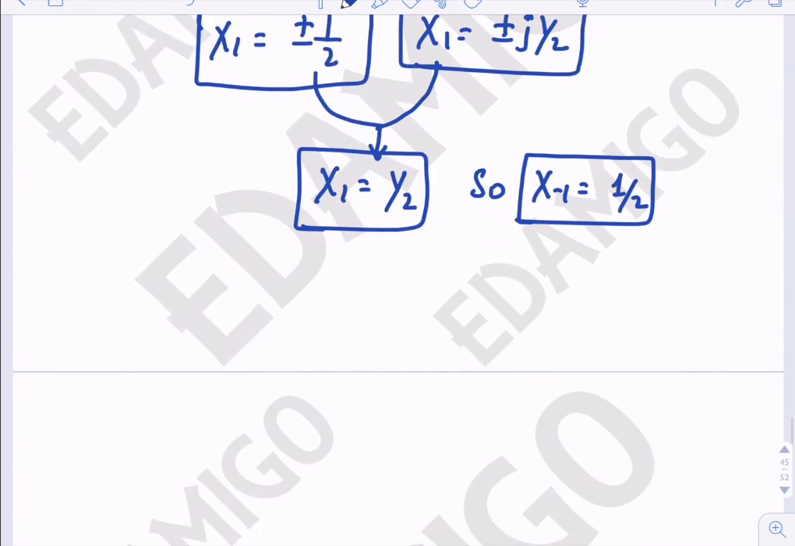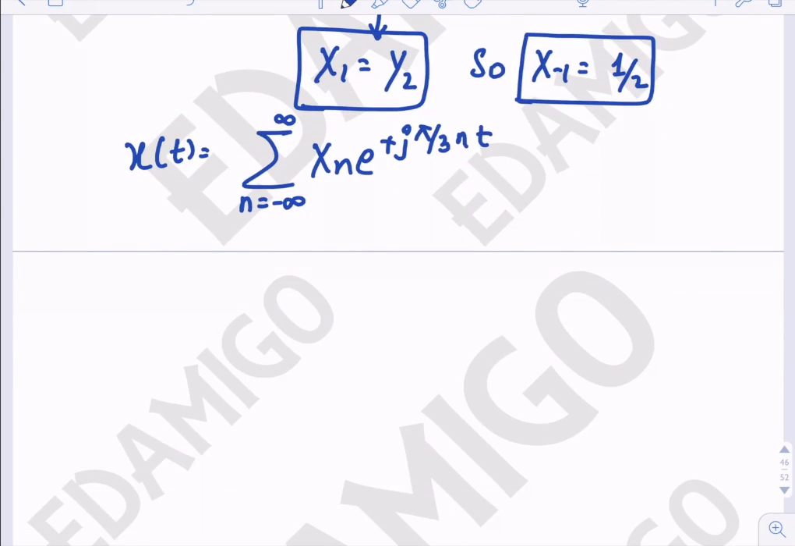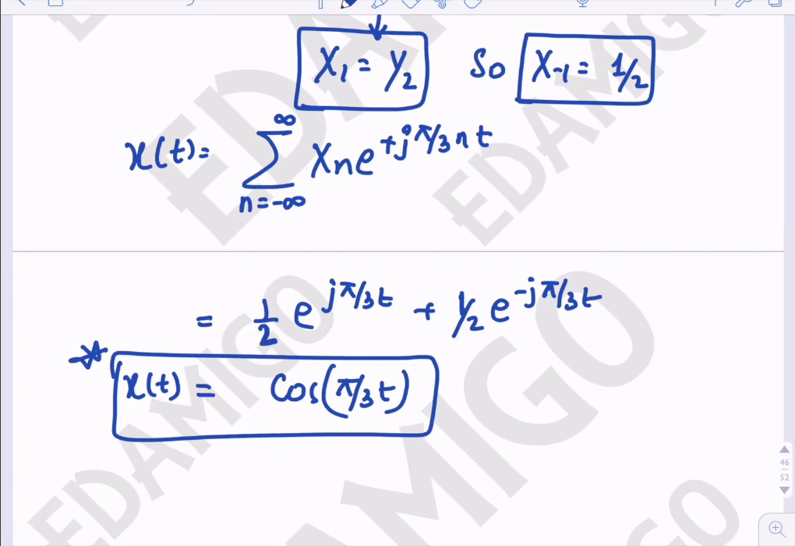Now we can easily write x(t) is equal to summation from minus infinity to infinity of x[n] e to the power j n omega naught t, where omega naught is pi by 3. Now since x[n] is non-zero only for 1 and minus 1, this is equal to 1 upon 2 e to the power j pi by 3 t for n equals 1, plus 1 upon 2 e to the power minus j pi by 3 t for n equals minus 1. So this will come out to be cos of pi by 3 t, which is the signal x(t). Okay, so this is the answer to the question.